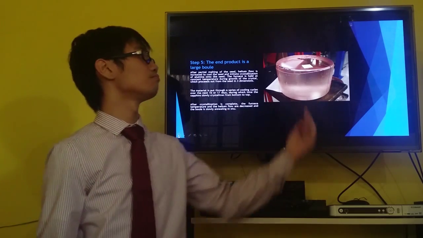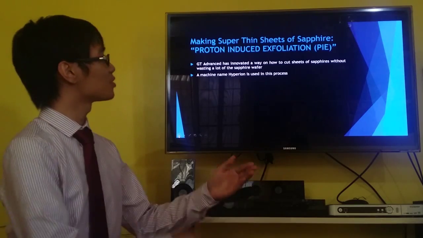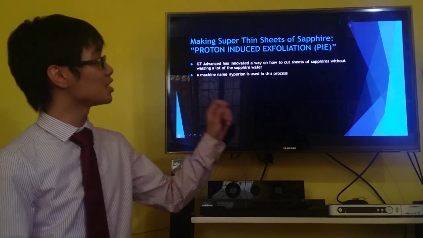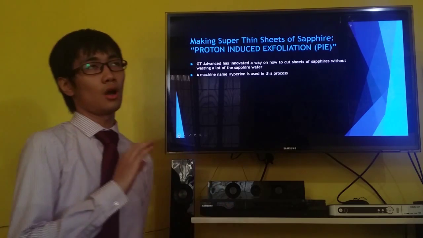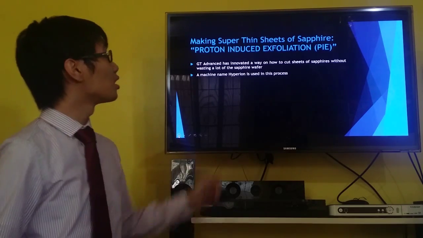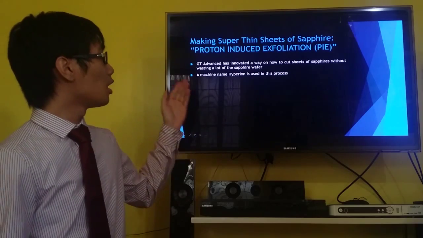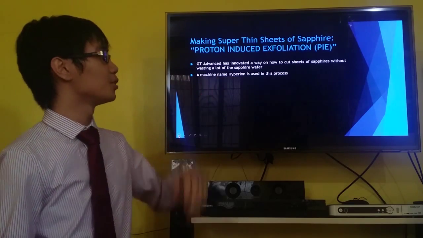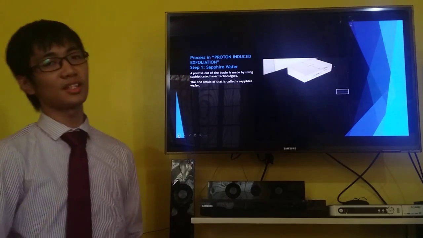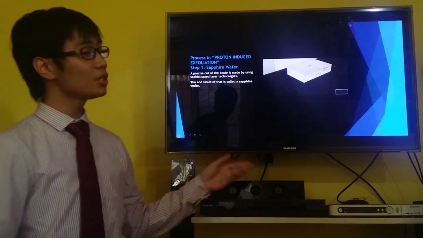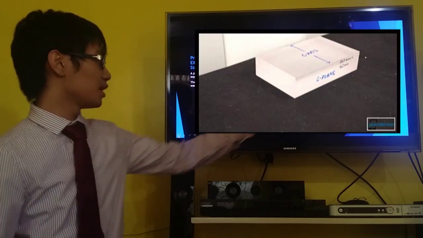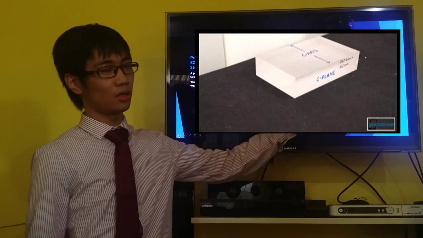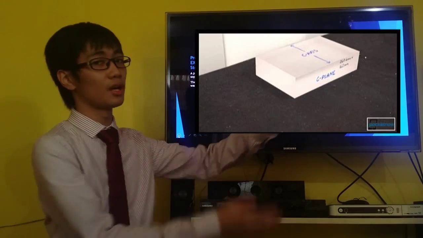Now, we're in the second major process, making super thin sheets of sapphire: proton-induced exfoliation, developed by GT Advanced Technologies. GT Advanced Technologies named its machine Hyperion. Process 1 is the sapphire wafer. We need to cut a sapphire wafer of precise dimensions, and that is the end result of the sapphire wafer in the boule that you cut.